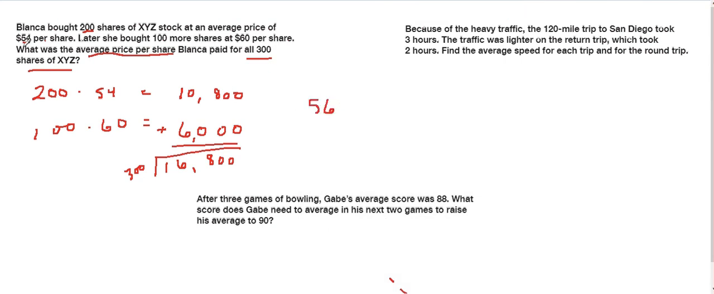So obviously you can't just find the average of the two, because, you know, it's a weighted average. There's more 60 than there are 54. Or sorry, more 54 than there are 60.